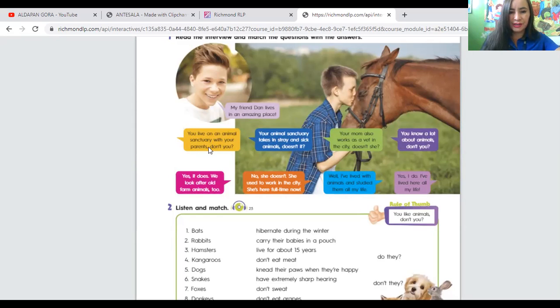Okay, this is the answer for this question. Number 2: your animal sanctuary takes in stray and sick animals, doesn't it? Answer? Yes, it does. We look after all farm animals too. Very good, Maria Jose. Excellent. This is the answer for question number 2.